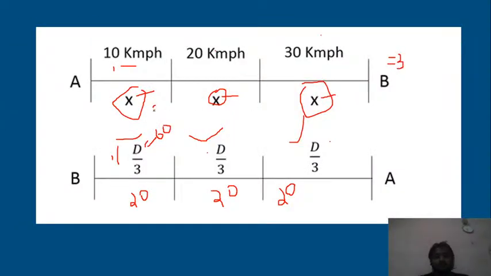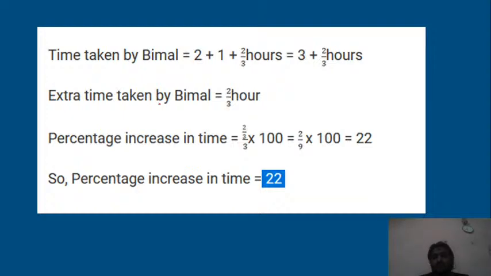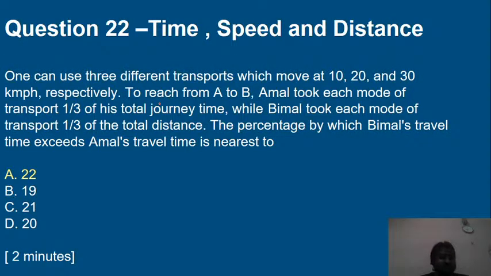Okay, because see, this distance of AB is 60 kilometers, right? So now I can say that for Amal it is 10x plus 20x plus 30x is equal to 60. So x is equal to 1. Okay, so Amal's total time is 3 hours, and for Bimal it takes 2 by 3, so 2 by 3 divided by 3, again 22%, so the percentage increase in time is 22.